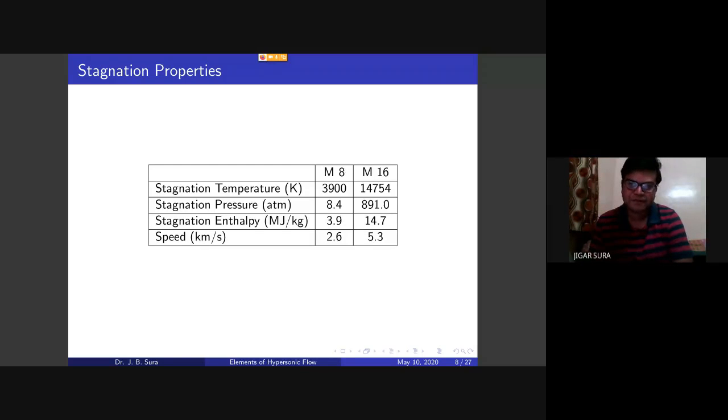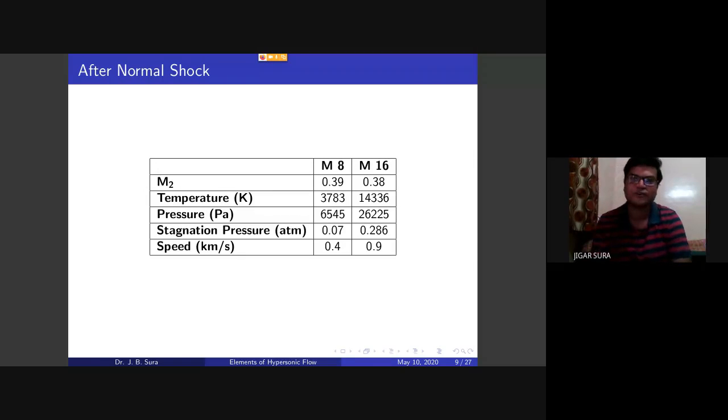Let's say we want to slow down the flow. What happens just using a normal shock? M2 will be 0.39 and 0.38 for Mach 8 and Mach 16. So almost a similar range. But temperature is 3700 to 14,000 Kelvin. Similarly, pressure is in the range of 6,000 Pascal to 26,000 Pascal. And the speed reduces to 400 meters per second to 900 meters per second. Still high, but quite less as compared to the original speed.